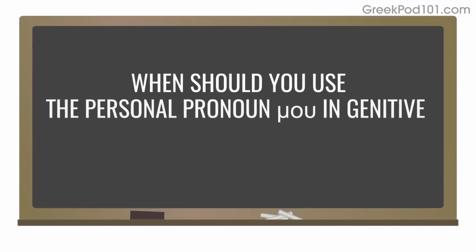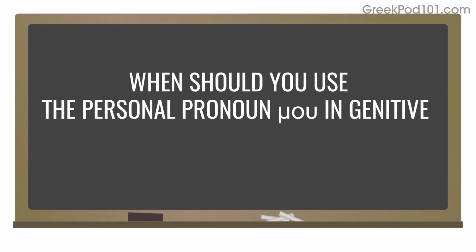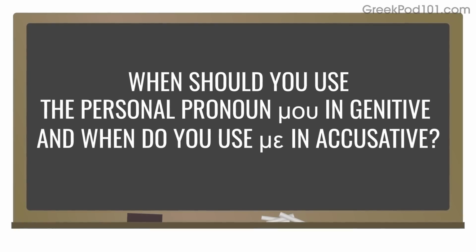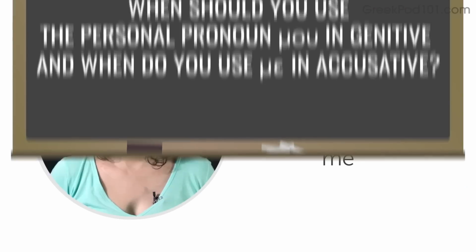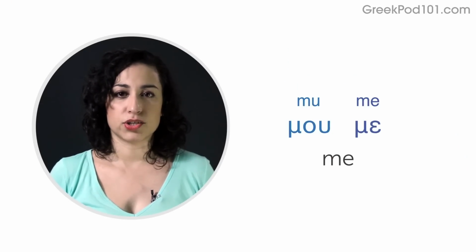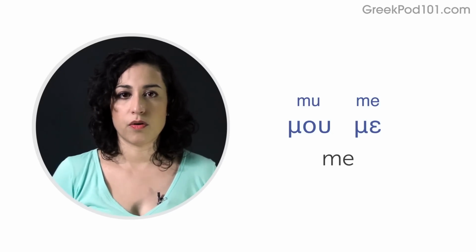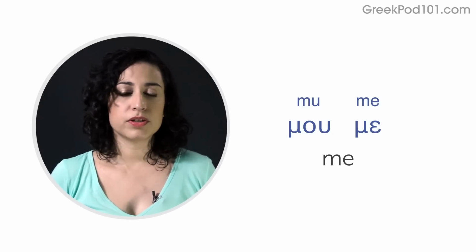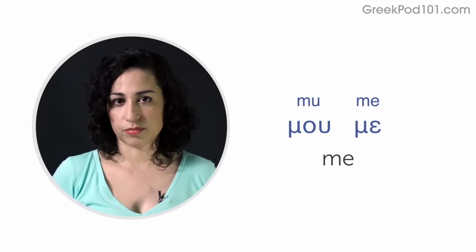The question for this lesson is, when should you use the personal pronoun μου in genitive and when do you use me in accusative? Weak personal pronouns such as μου in genitive or me in accusative, both meaning me, will usually come before a verb or after a gerund or a verb in the imperative and will denote a direct or indirect object.